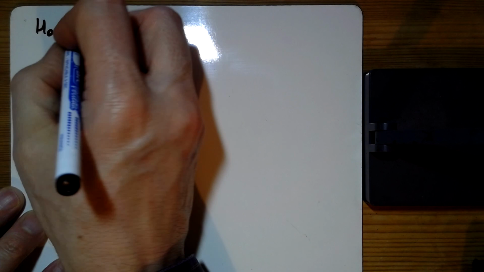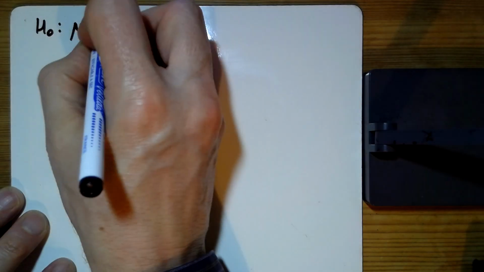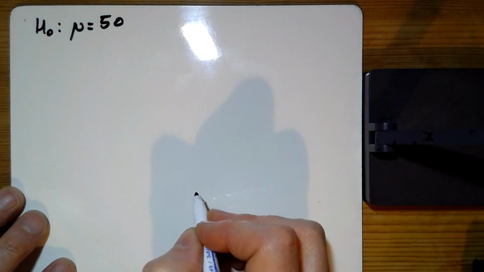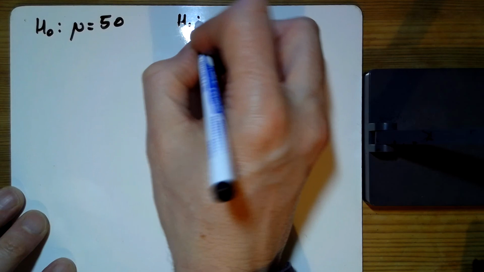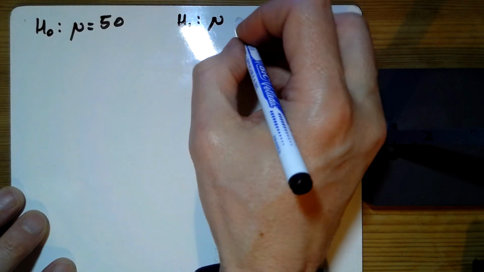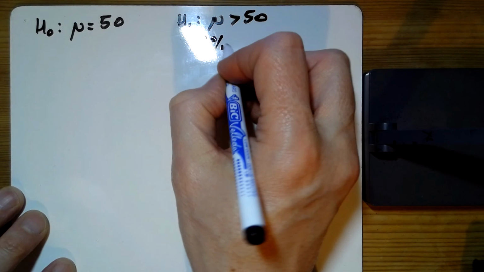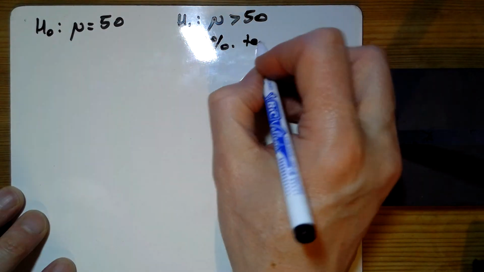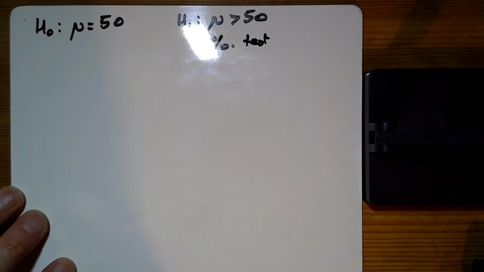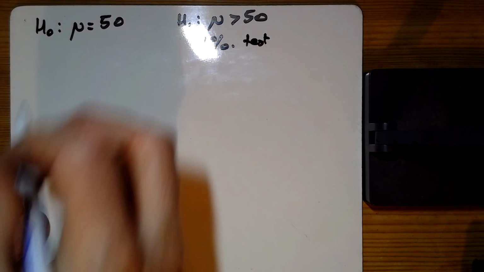In exercise 8b, we're now using the normal distribution to do these tests. And the first one, we're assuming H0 is mu is 50, and H1 is mu is greater than 50. We're doing this at a 1% test, and it's a one-tail test. Can you see that there? Sorry about the glare there.